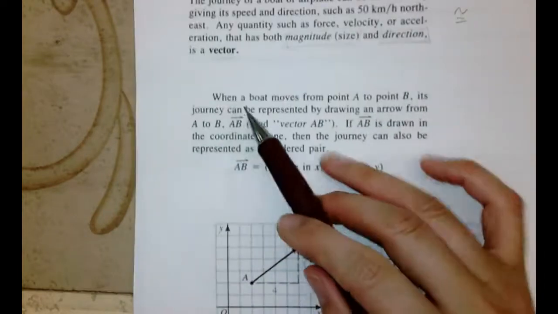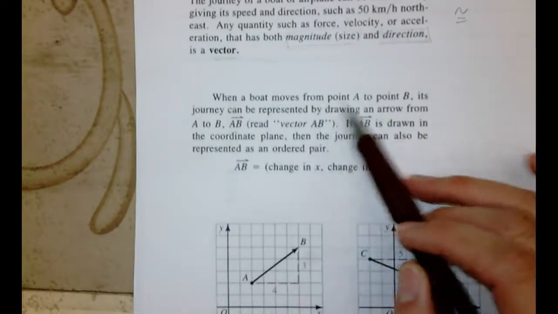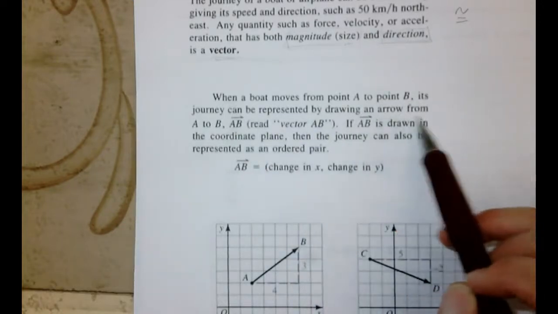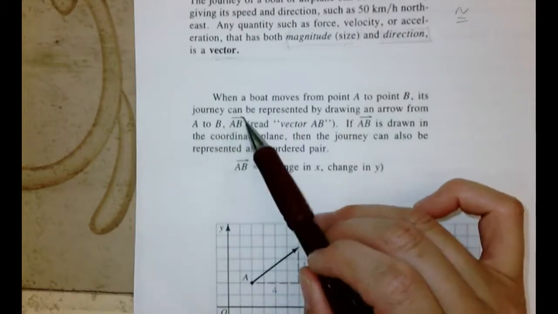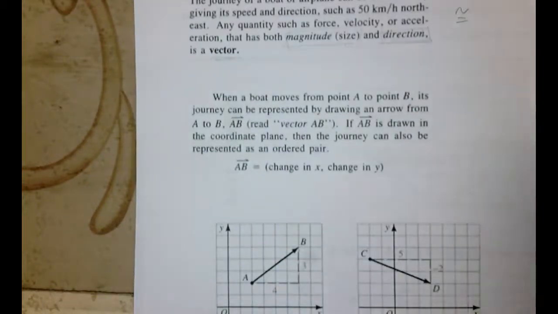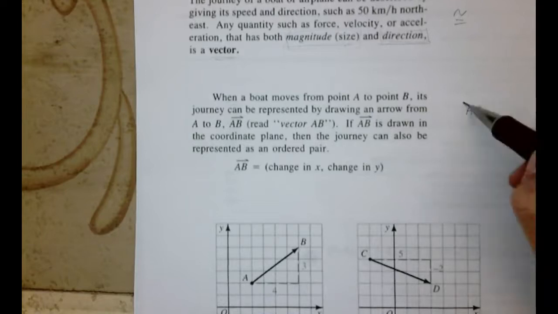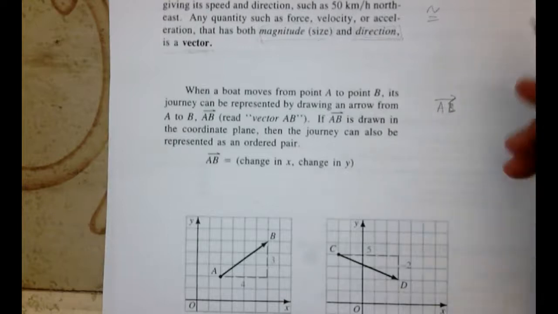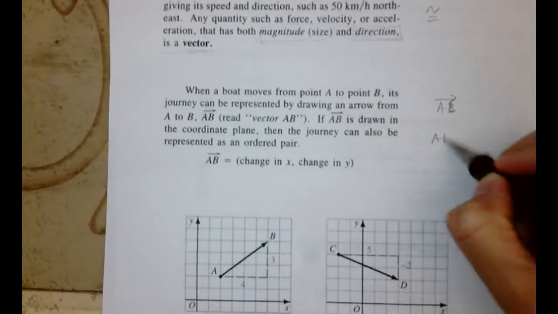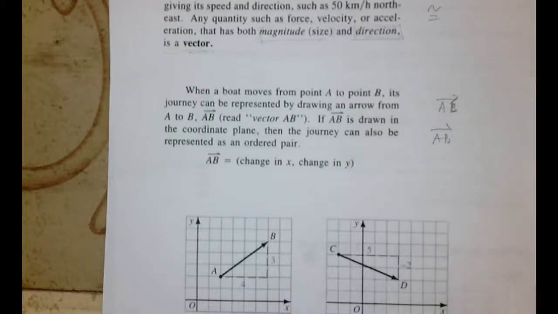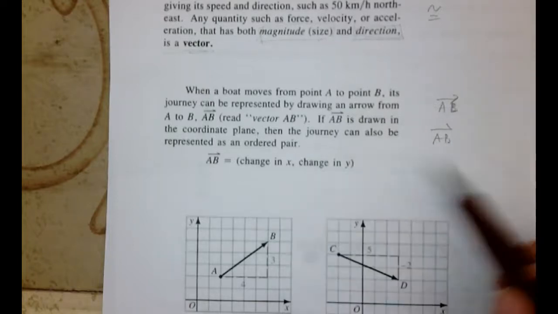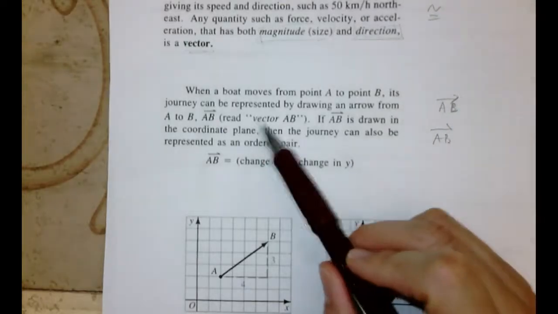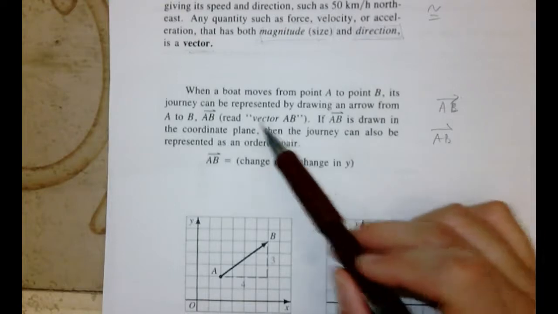Okay, when a boat moves from point A to point B, its journey can be represented by drawing an arrow from A to B, like this. Now, do you remember this? That's a ray, right? Ray AB, which is different from this. So this is the vector, this is ray, okay? And we read this vector AB.